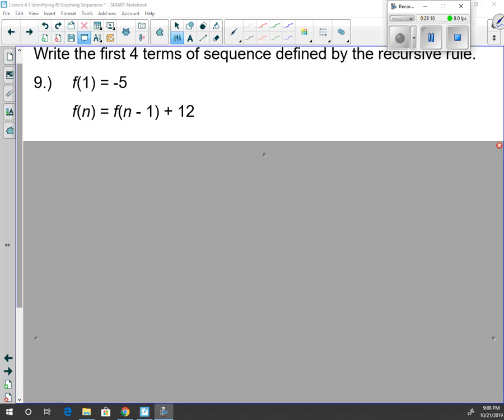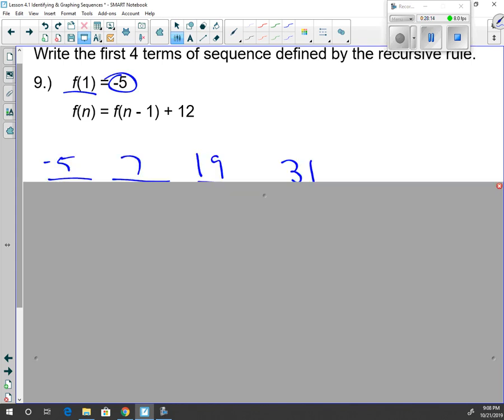All right, so the recursive rule tells us that the first term is -5. So boom, there it is. First term is -5. Then what are we doing? We're taking -5 and we're adding 12. So -5 plus 12 is 7. If I add 12 more again, take the previous term, add 12, I get 19. Add 12 again, I get 31.